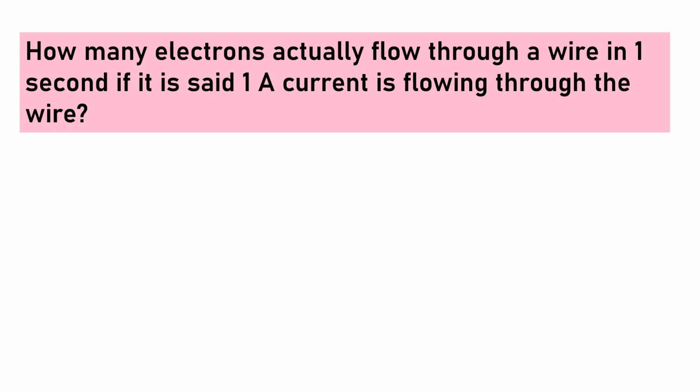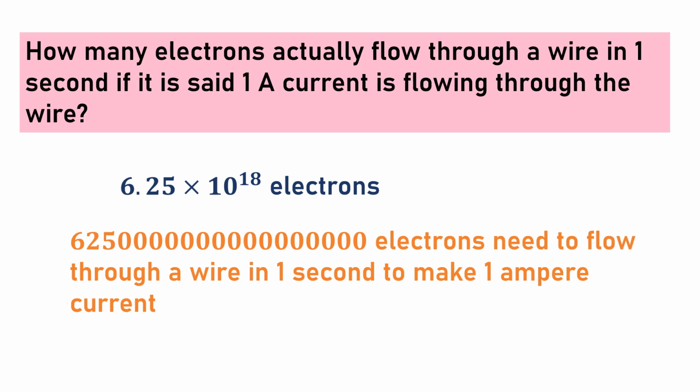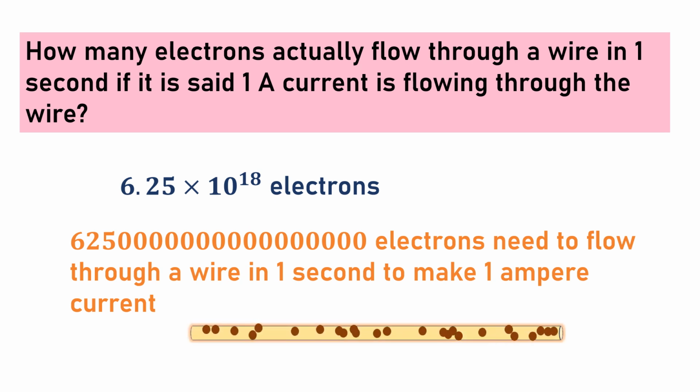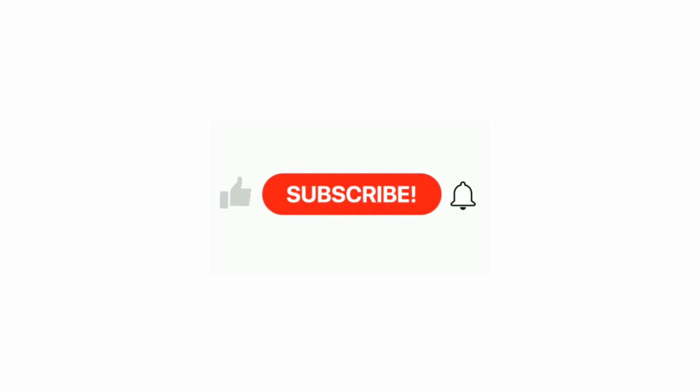Okay, now 6.25 into 10 raised to 18 electrons. What does that mean? That means 6, 2, 5 and then 16 zeros. These many electrons actually need to flow through a wire in 1 second to make 1 ampere of current. Just 1 ampere of current. So these are the number of electrons that need to flow. Isn't it a large number flowing through a wire in just 1 second? Does that sound crazy? Okay, if it does, then take your time, think about it.